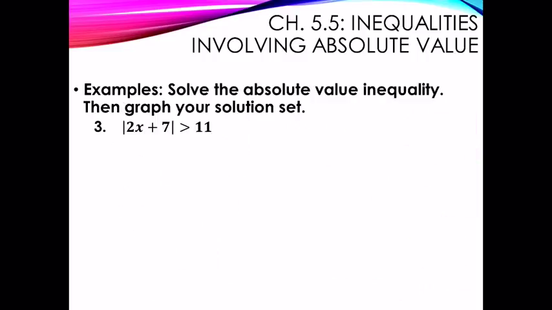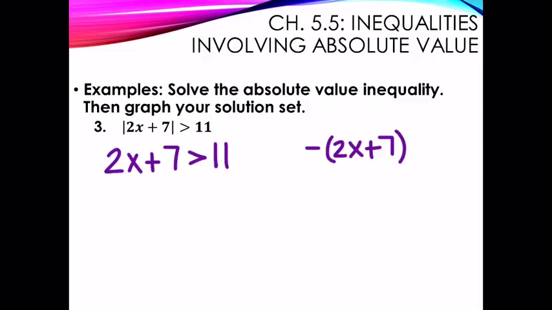Okay, so example 3 says the absolute value of 2x plus 7 is greater than 11. Okay, so we're going to rewrite our inequality. 2x plus 7 is greater than 11. And since this is greater than, we are also going to do the other equation, changing the sign, so it would be negative parenthesis 2x plus 7 is greater than 11, and we're going to solve both of these, and then we'll graph them simultaneously.